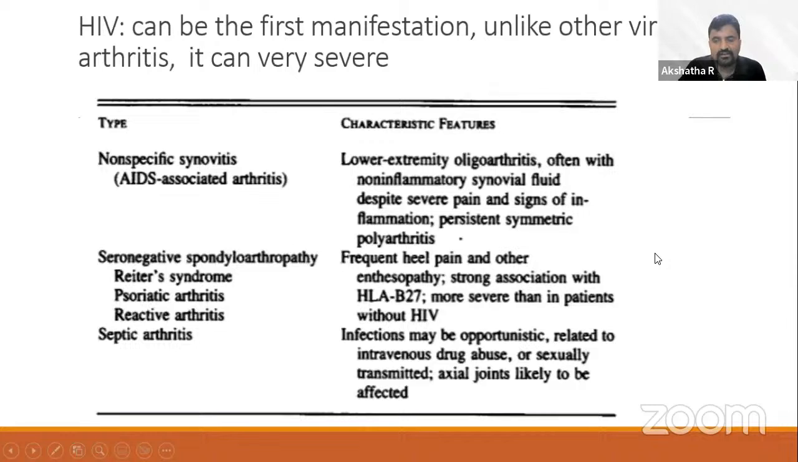So HIV-associated arthritis can have a very wide presentation. It can present with a lower limb predominant oligoarthritis, or it can present with symmetric persistent polyarthritis, or it can present like reactive or psoriatic arthritis, and rarely it can present as septic arthritis, which is secondary to opportunistic infections, not HIV per se.